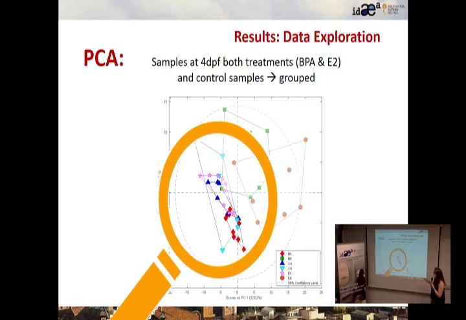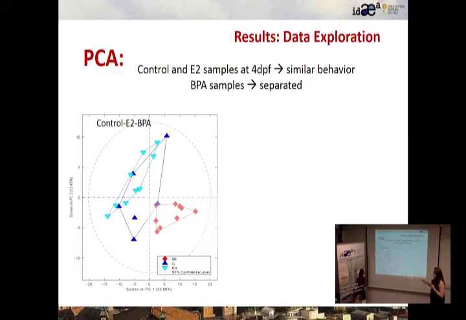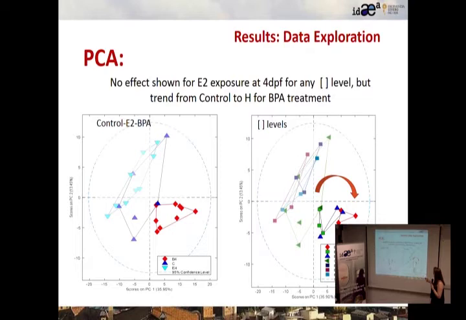Whereas if we look here, we can clearly identify BPA exposure at day six and estradiol exposure at the same day. Let's have a look at day four. So we see here estradiol and control samples are clustered together, whereas BPA exposure is clustered separately. And then it is very interesting because we see here a trend from low exposure to high exposure.